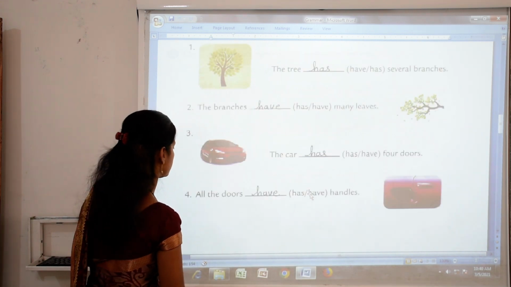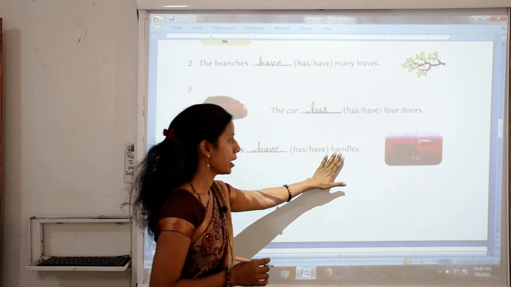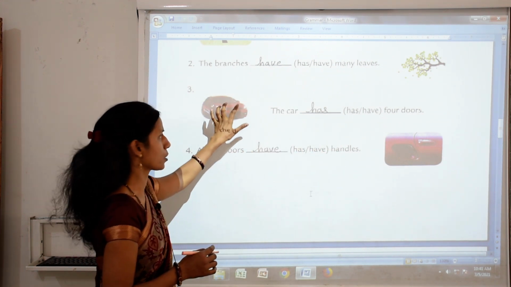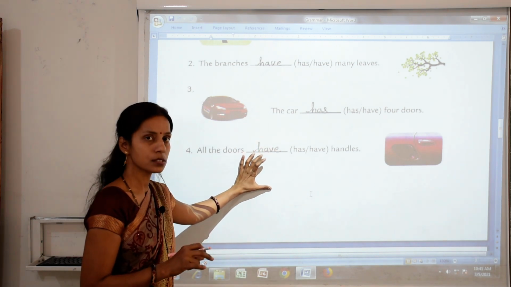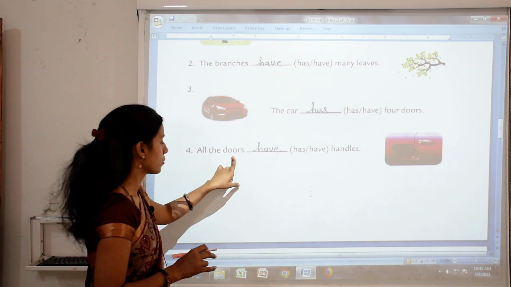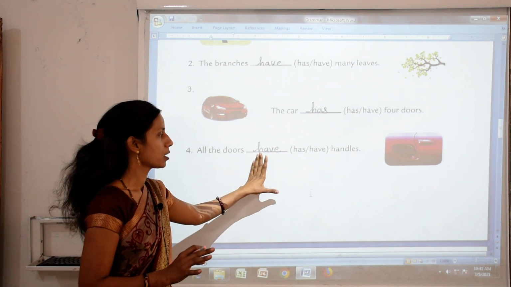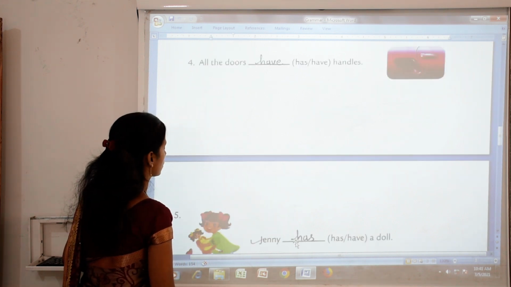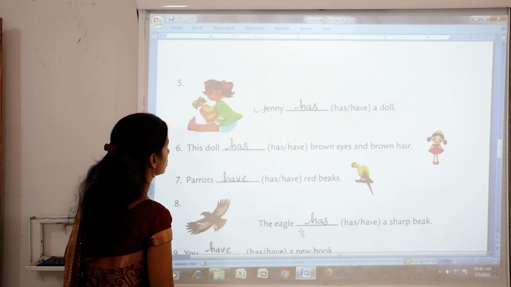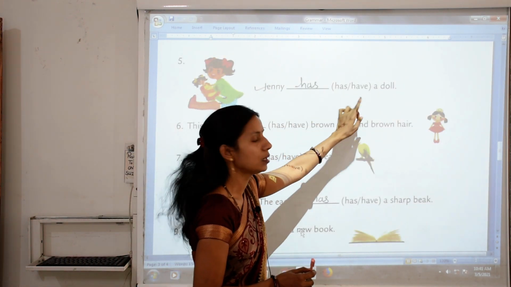Number four, all the doors have handles. All the doors, जितने भी door हैं, all the doors have handles. सभी door में handles होते हैं. Okay, so here we are talking about doors, not only one door. So here we use H-A-V-E, have. Okay, hope you understood.